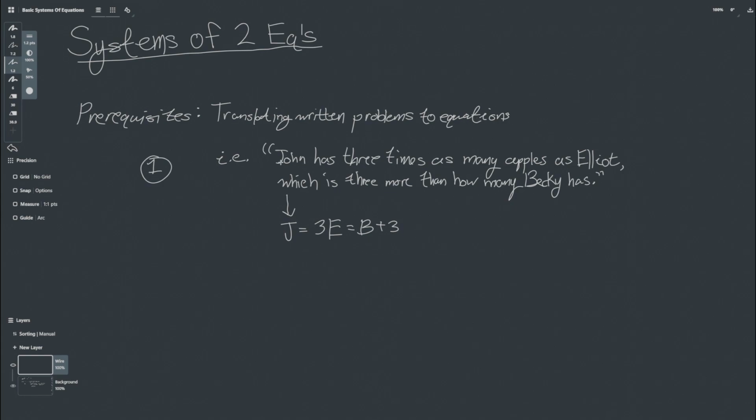So for example, let's say John has 3 times as many apples as Elliot, which is also 3 times as many as Becky's. So we can say J for John's apples equals 3 times how many Elliot has. We can say that equals how many Becky has plus 3 more.